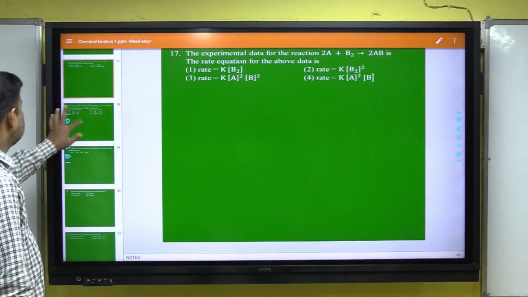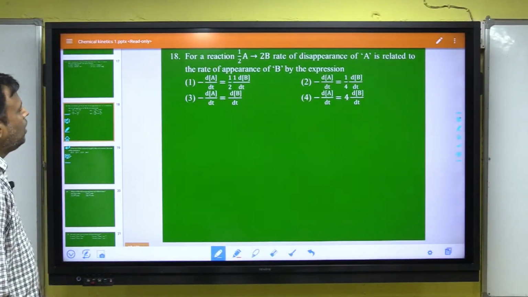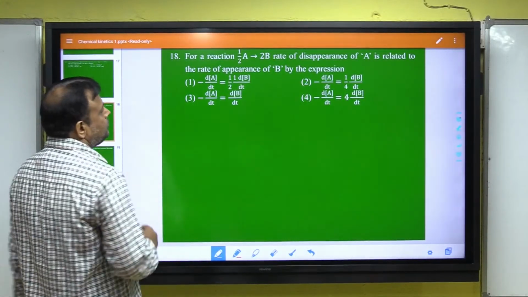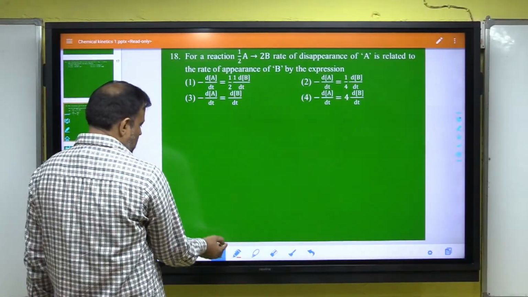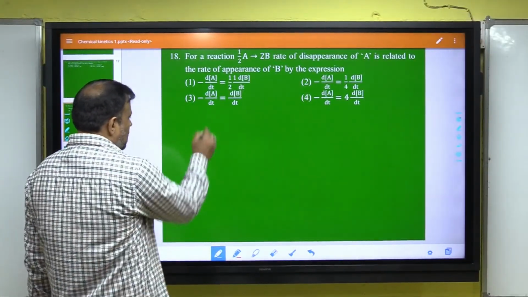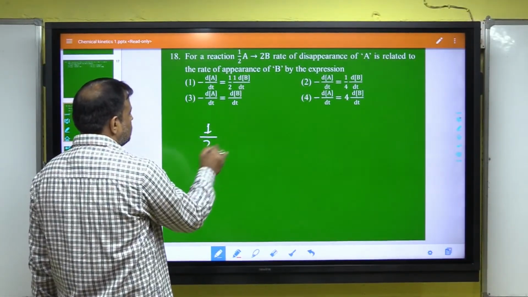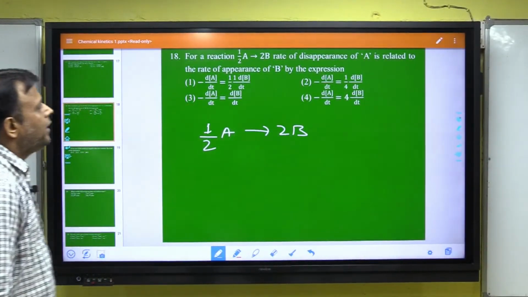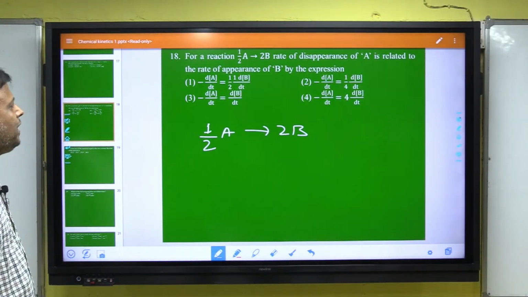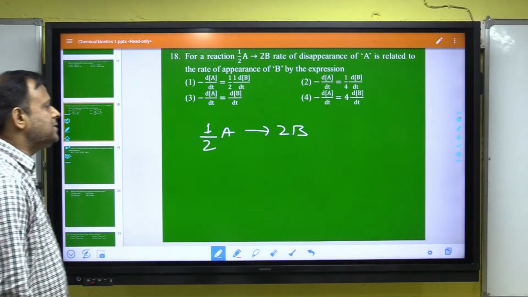Question number 18. For a reaction, half A convert into 2B. Rate of disappearance of A related to rate of appearance of B.